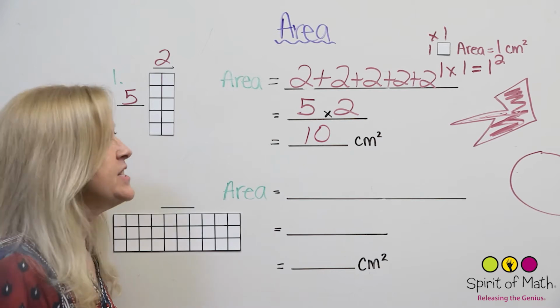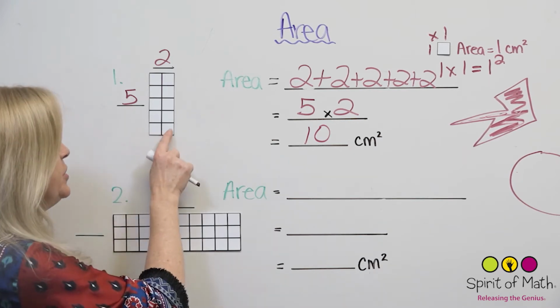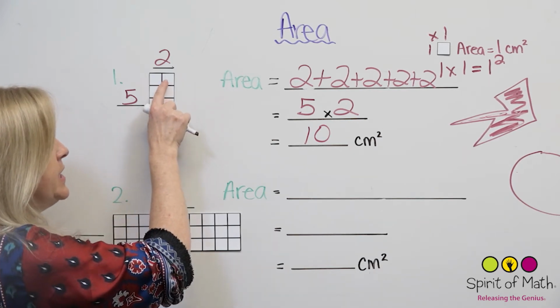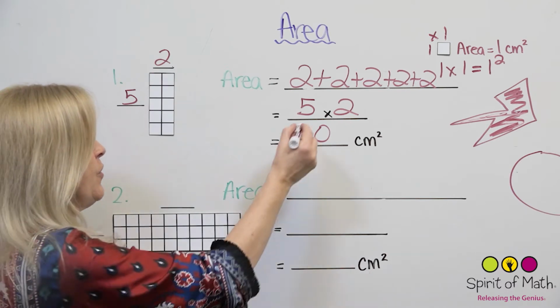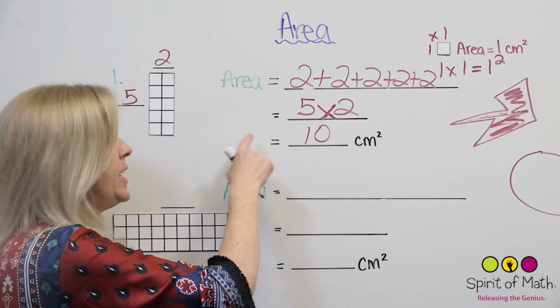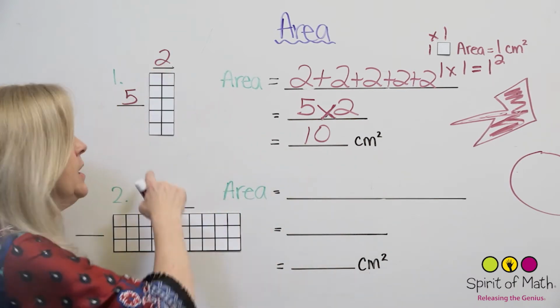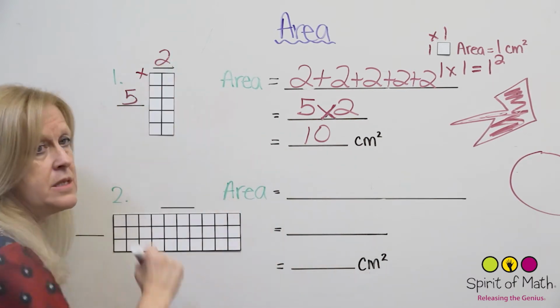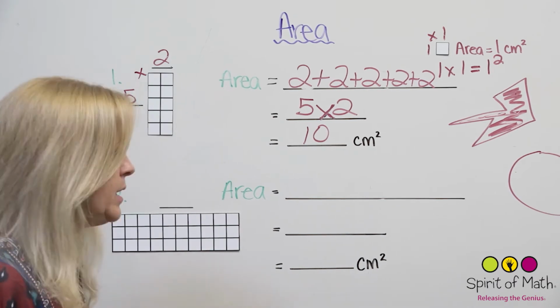All right, so you've got 10, and let's count these. 1, 2, 3, 4, 5, 6, 7, 8, 9, 10. Isn't that neat? So you've got 5 times 2 equals 10, and that's how you find the area. This times this. So you can do that quickly in your head.